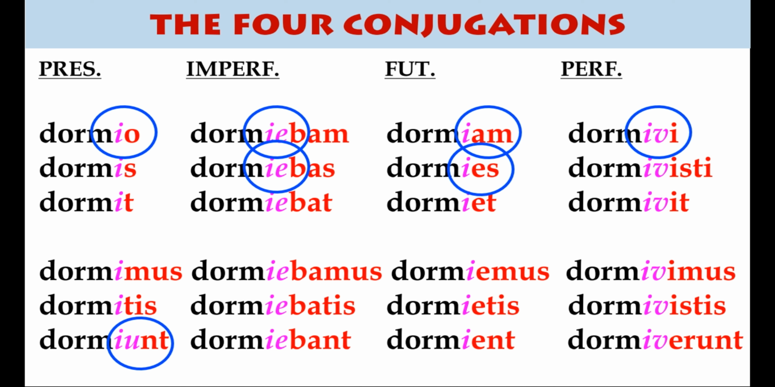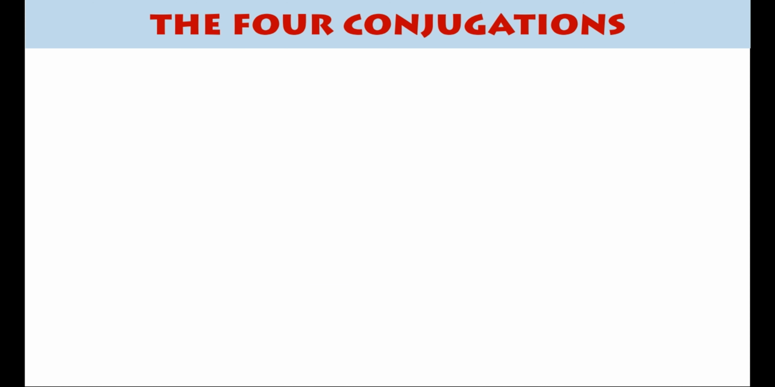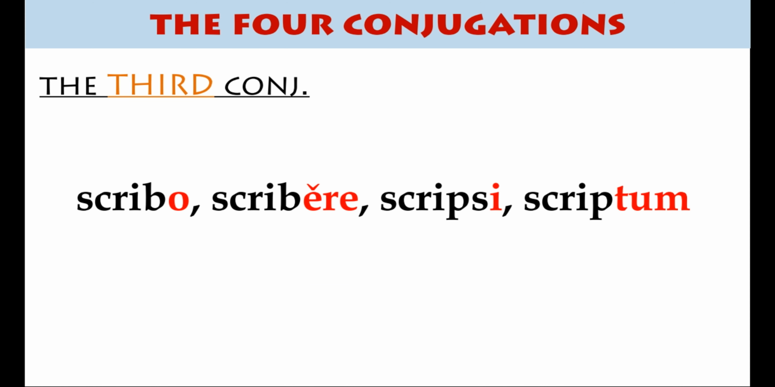Good. So those are the 3 pretty straightforward ones. That's the first, second, and fourth conjugations. Let's look at the third conjugation. It's the one that people get slightly confused with. Here are your 4 principal parts.